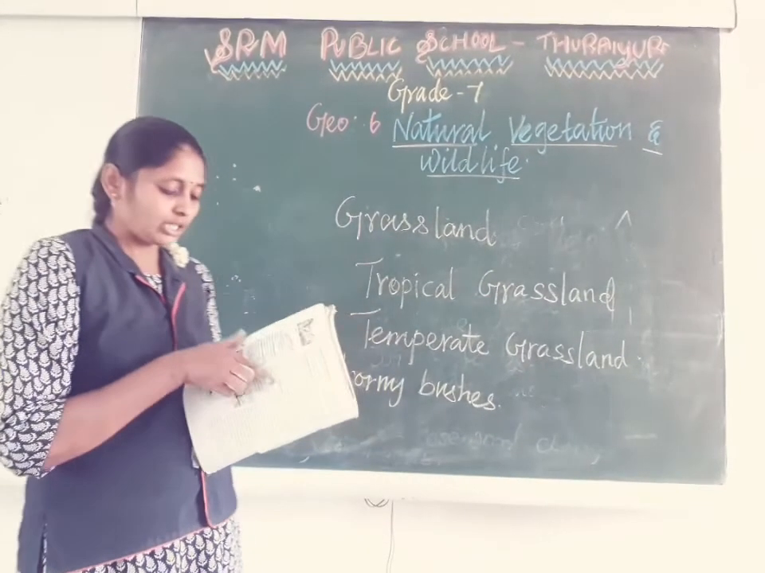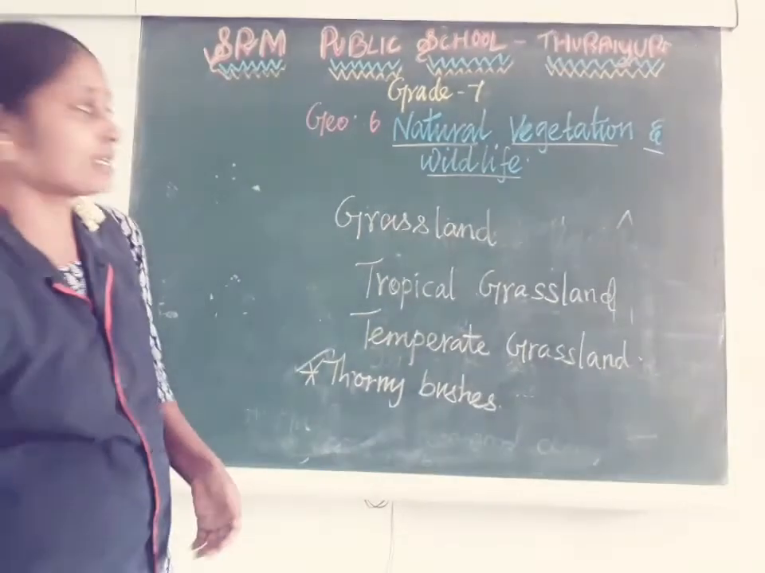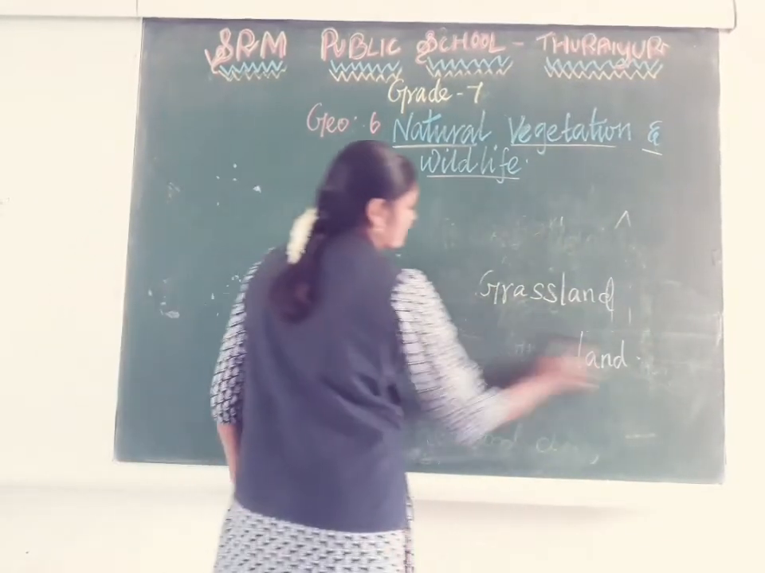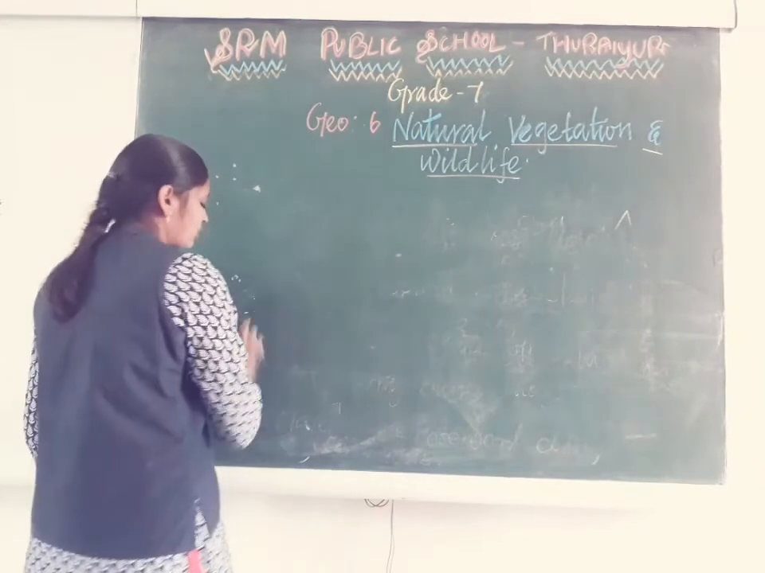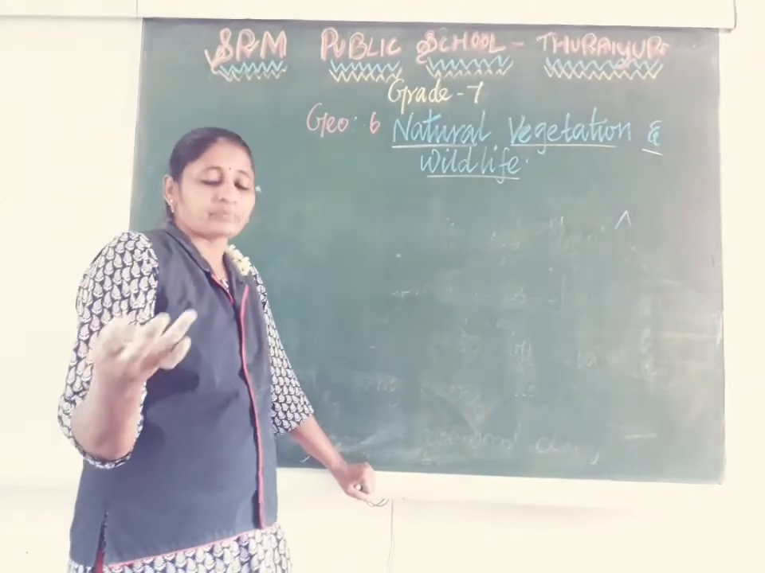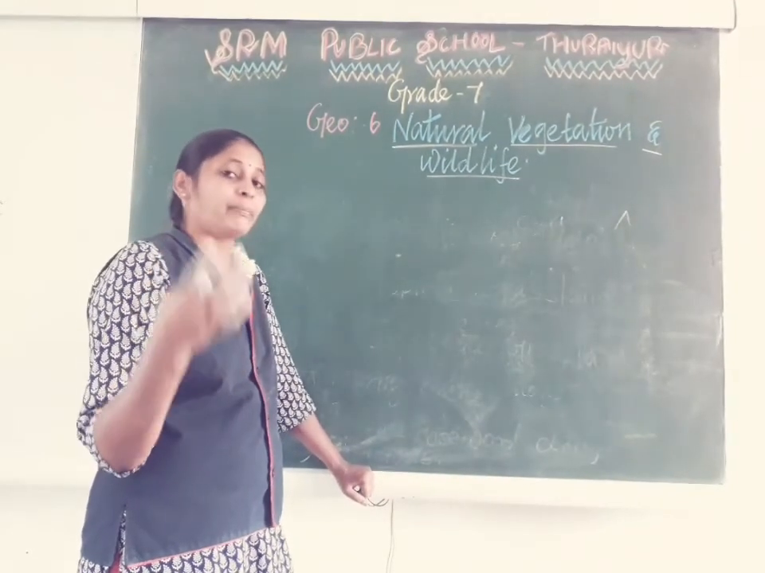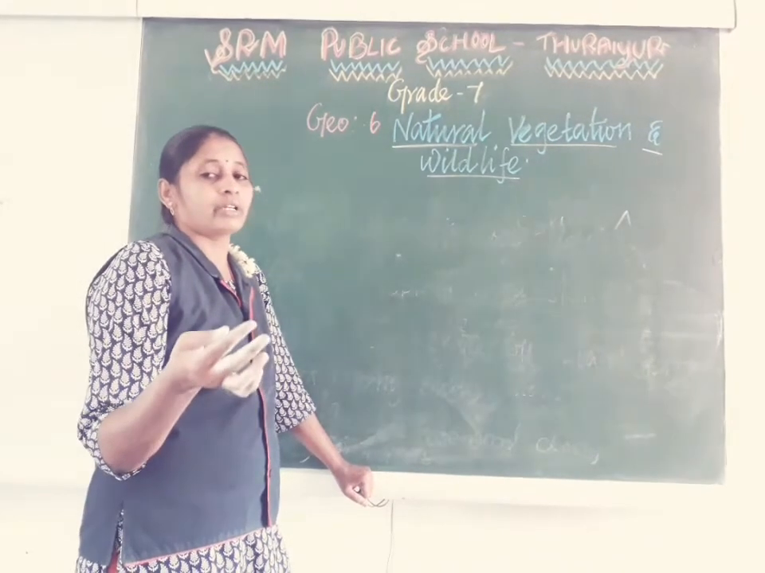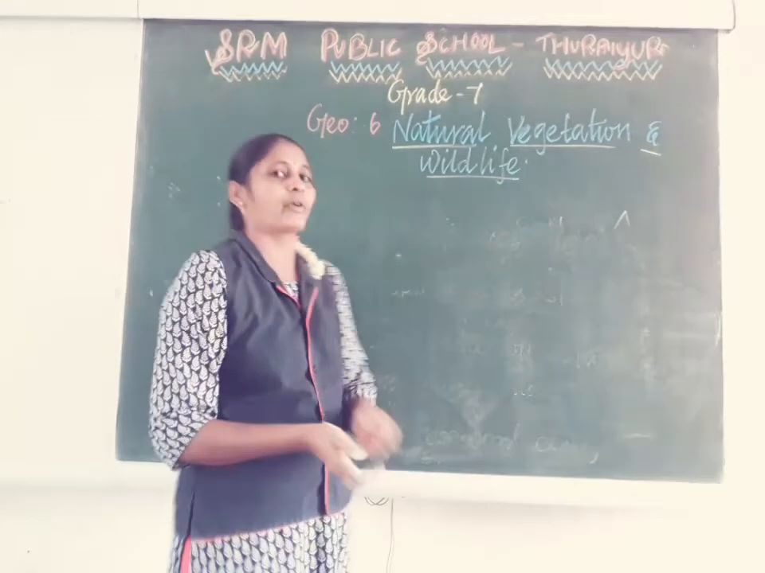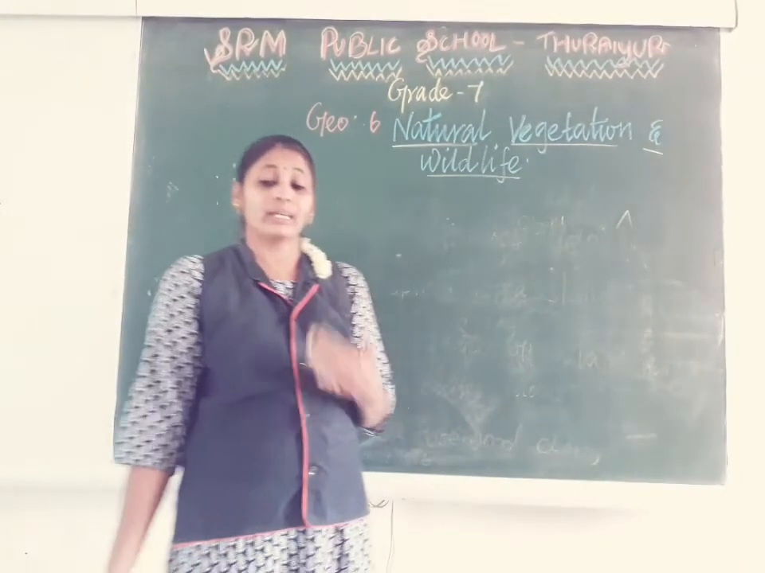In this lesson you are supposed to be clear on the 6 types of forest, and grassland we will discuss separately, so don't worry. All 6 types of forest: tropical evergreen forest, tropical deciduous forest, temperate evergreen forest, temperate deciduous forest, Mediterranean vegetation, and coniferous forest. You are supposed to be thorough with all 6. Only then will you be able to write the question answers.